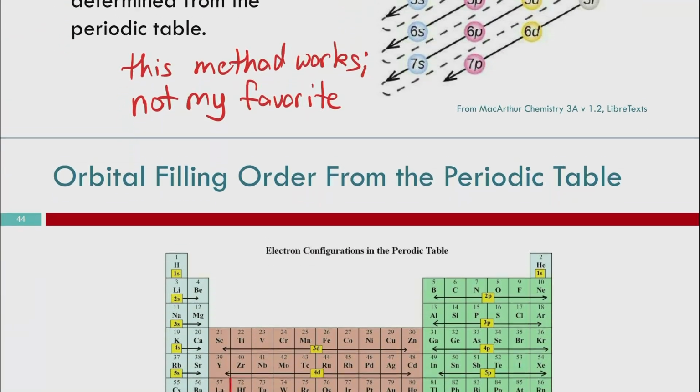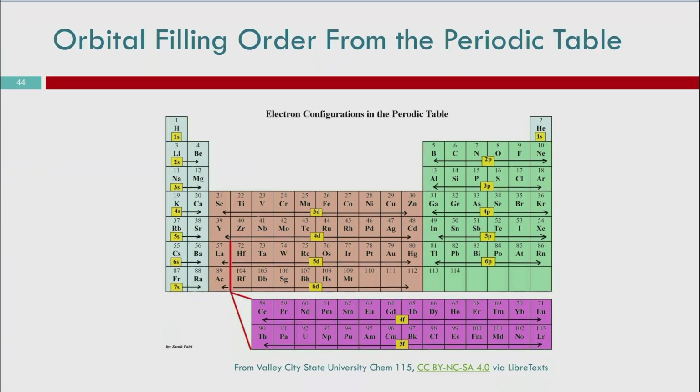If we're going to do the order from the periodic table, we need to learn some zones on our periodic table. Our zones are color coordinated here. In our blue, we've got our S block. That's all of our alkali and alkaline earth metals. That's our S block, all the way on the far left of the periodic table. We also have our P block.